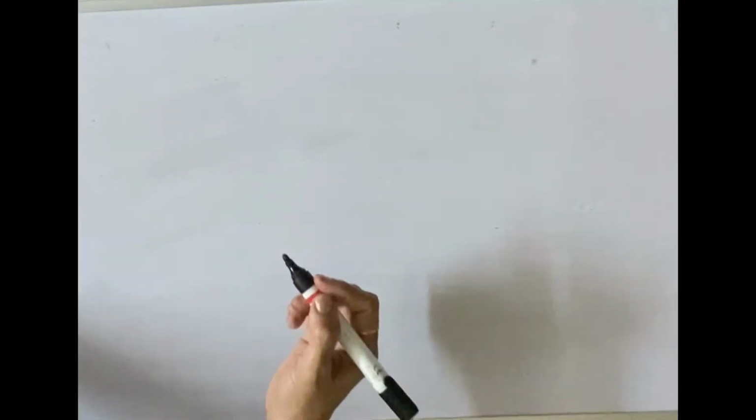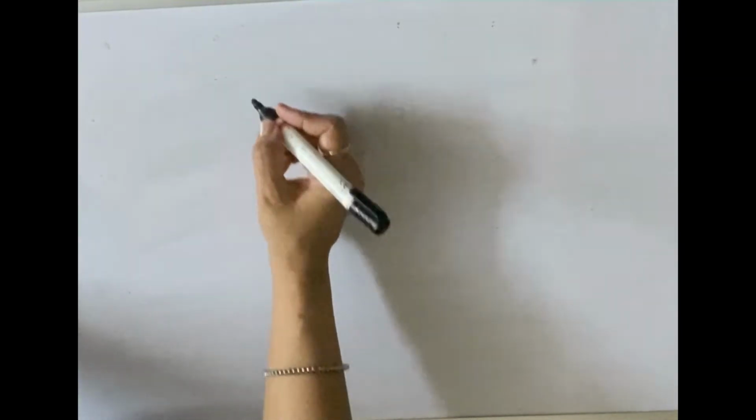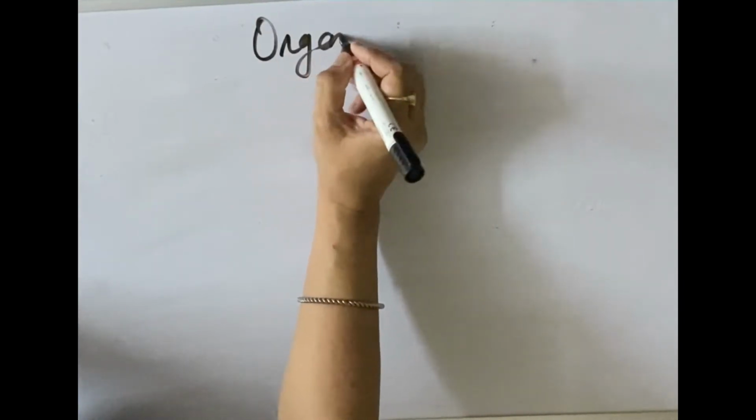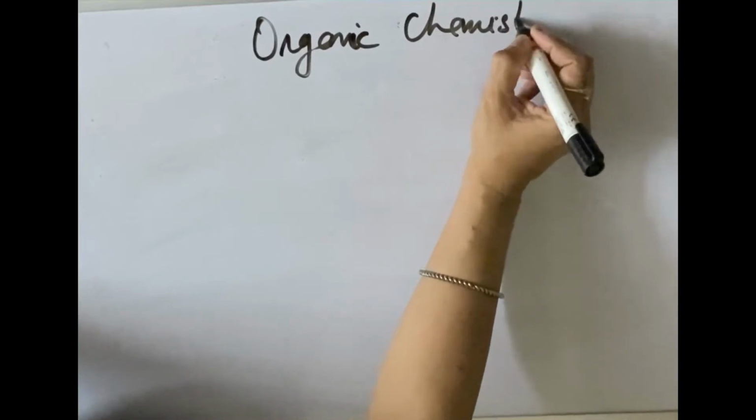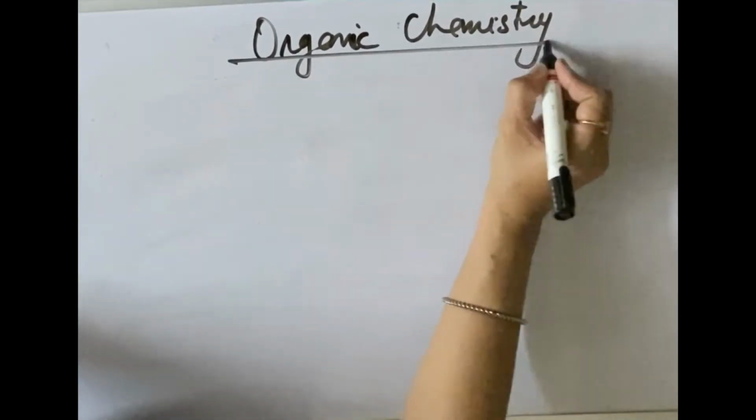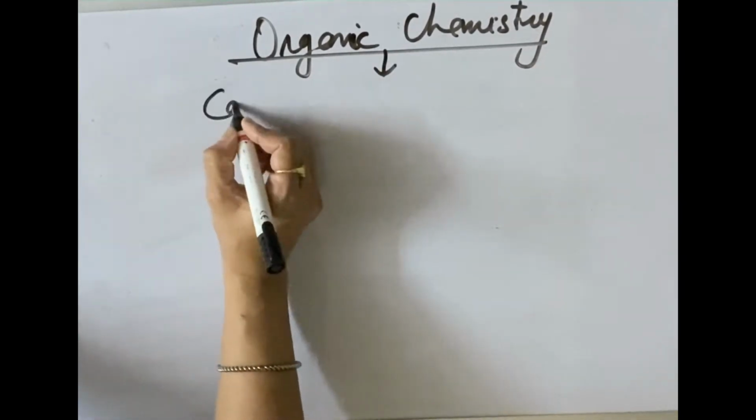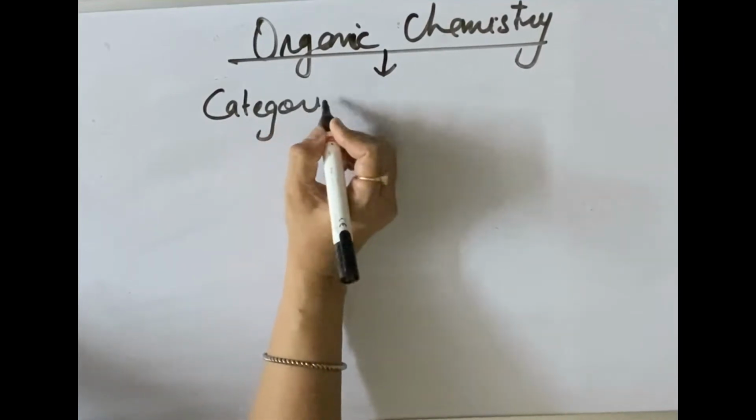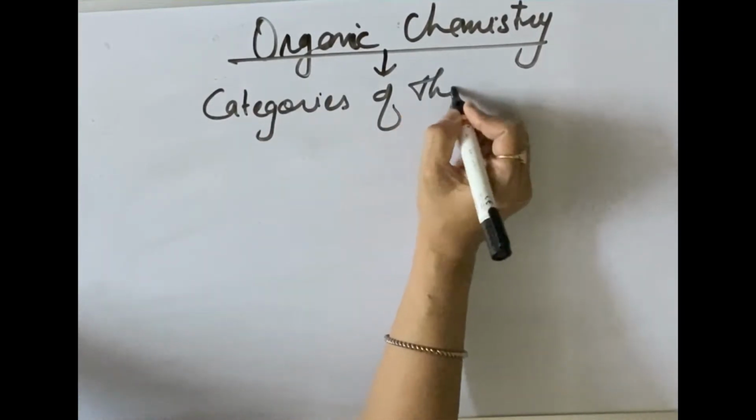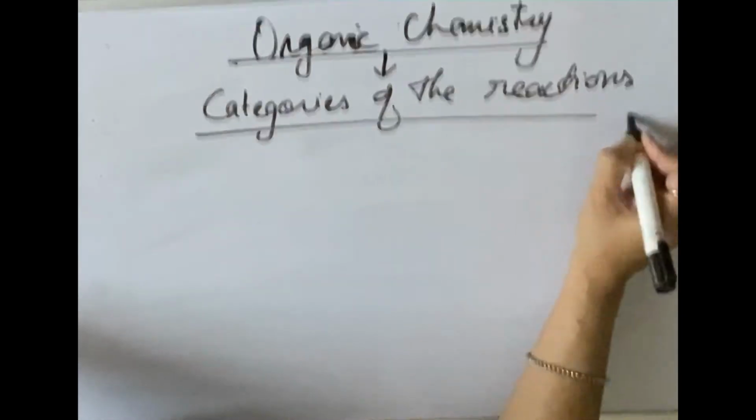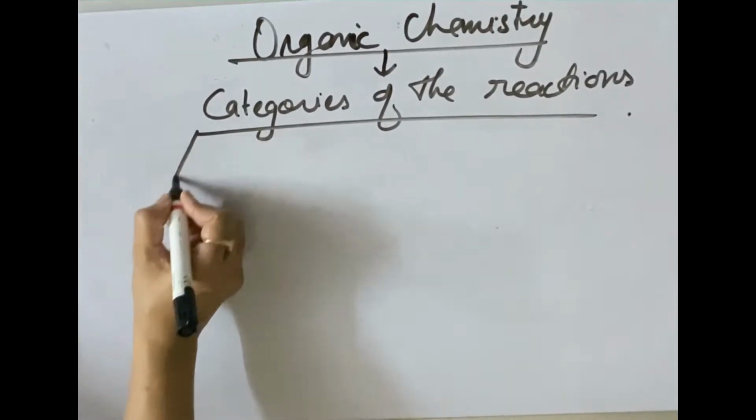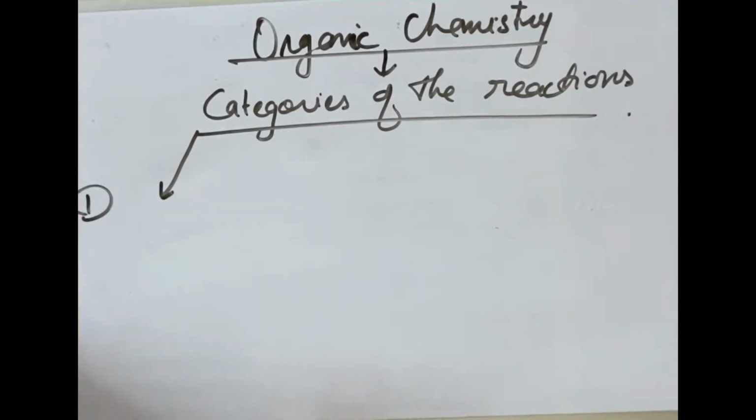Hello everyone. Today we'll take a topic of organic chemistry. Under organic chemistry, we'll discuss today categories of the reactions. There are so many categories, but out of that, there are four main categories.